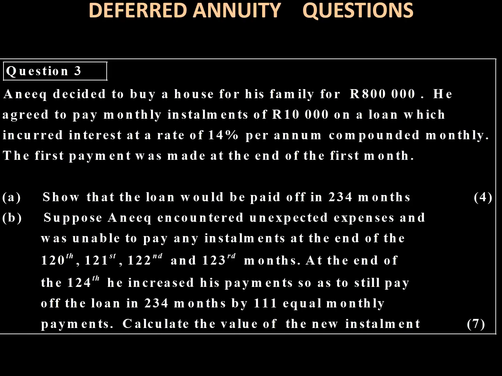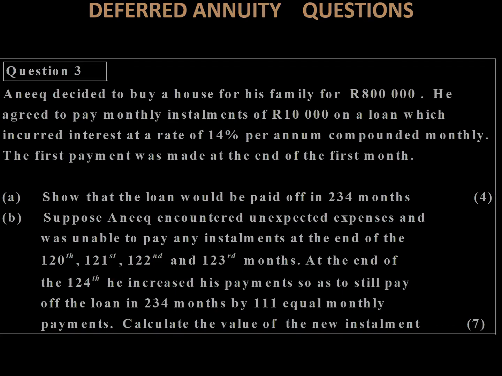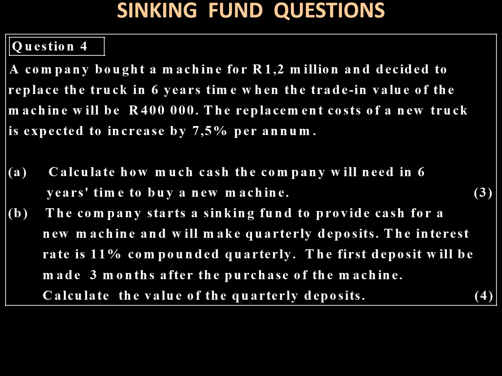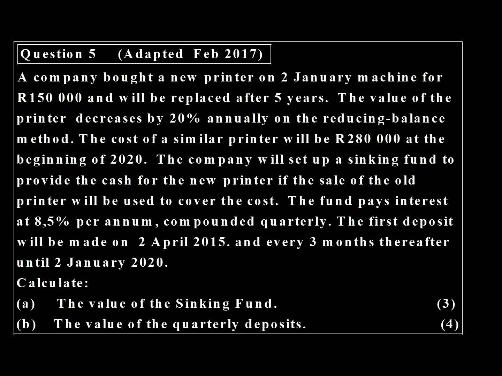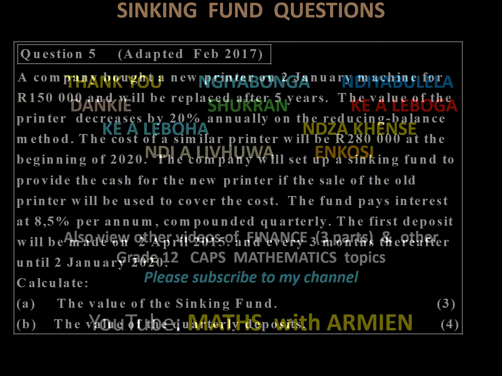And now we have another deferment question, and here there are some missed payments involved, so something similar to what we've done. And now we've got a sinking fund question. They guide you step by step. And here we have another sinking fund question, the value of the sinking fund. And here we've got quarterly deposits, not monthly. Just a slight change there instead of monthly.